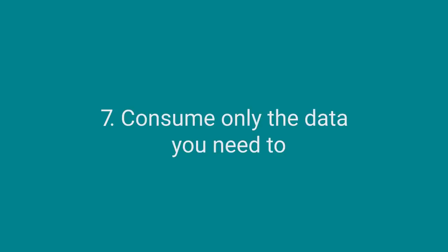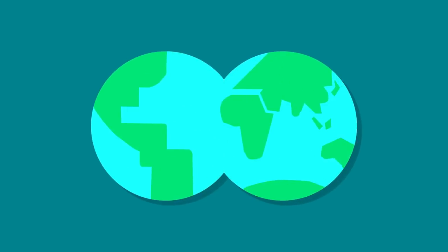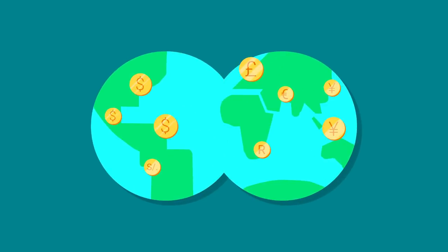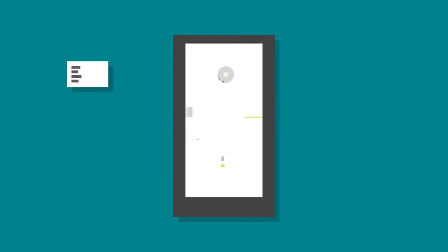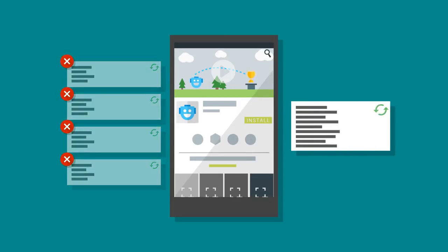Consume only the data you need to. In most emerging markets, users will pay for data as they use it. Your app's initial download, each update, and foreground and background data all add cost. Balance the benefits of an update with the cost to your user of installing it. Consider less frequent releases. Avoid background services where possible.